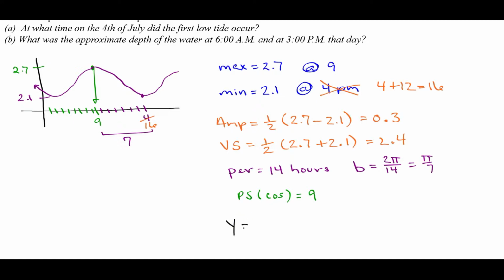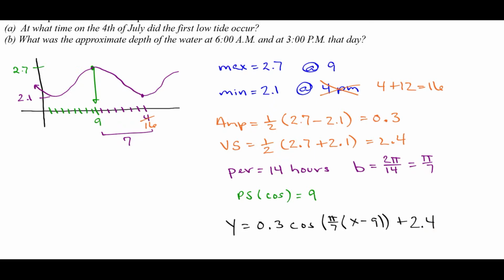So we're going to do y equals 0.3 because that's my amplitude. And then we chose to use cosine. And then our b value, so pi over 7. And then x minus 9. And then our vertical shift of 2.4.